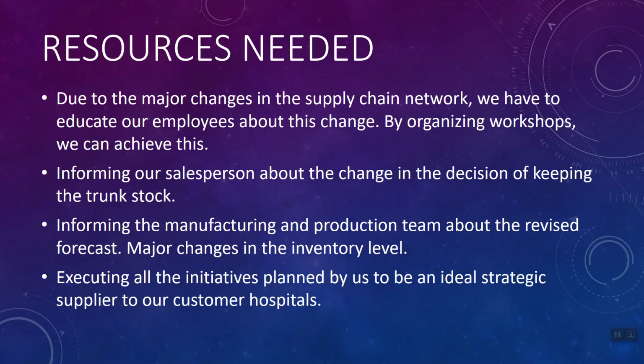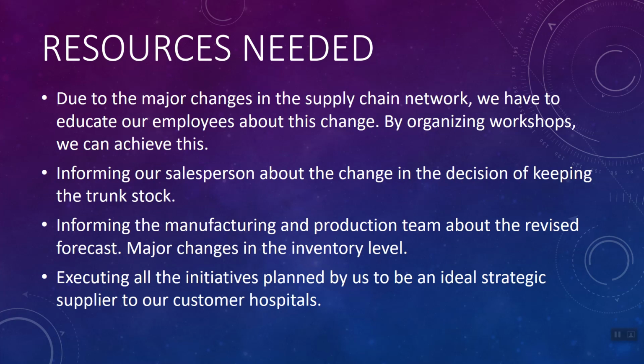Third resource needed was informing the manufacturing and production team about the revised forecast. I revised the forecast using exponential smoothing method, and this has to be informed to the production team so that they can vary their level of goods. Due to which there would be a major change in the inventory level, and the inventories would go down, inventory management cost would go down.